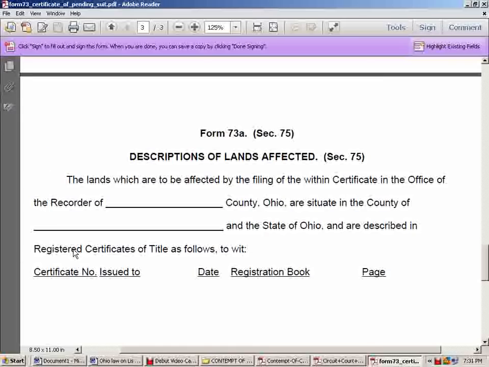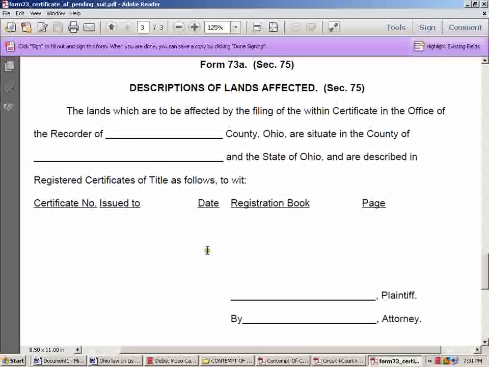but the other thing, description of lands: the lands which are affected by the filing of the within certificate in the office of the recorder of whatever county are situate in the county of whatever and the state of Ohio, and are described in registered certificates of title as follows. This is important. The certificate numbers, the registration book, the pages. The registered certificates of title. You should have a certificate of title in your possession with your name on it that says you are the titled owner of the property.